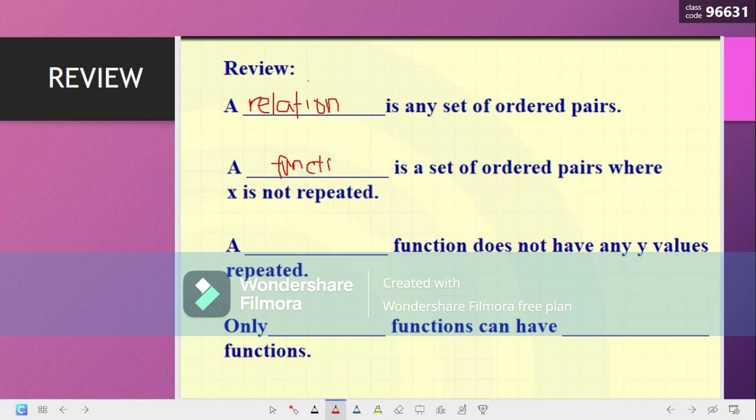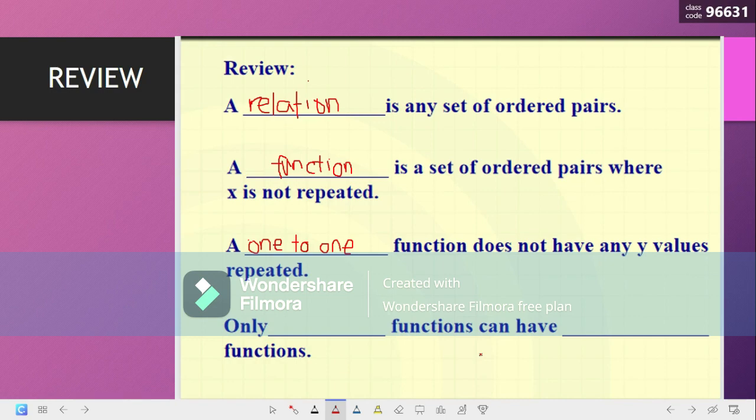Okay. Next. Just bear with my handwriting, class. A blank function does not have any y values repeated. What do you think is the answer? We mentioned this one also in our first quarter. The answer would be 1 to 1. So 1 to 1 functions are functions in which no y values, or no values in the range, are repeated.